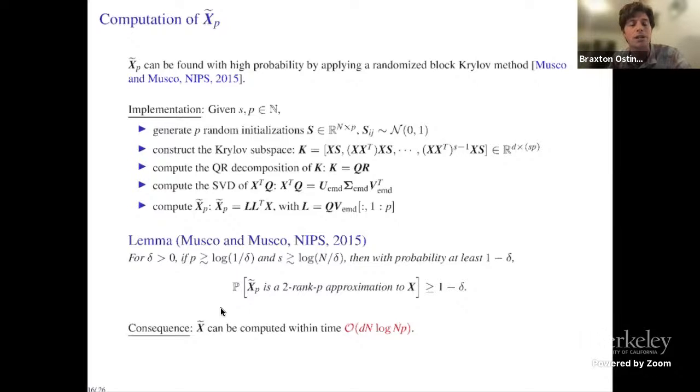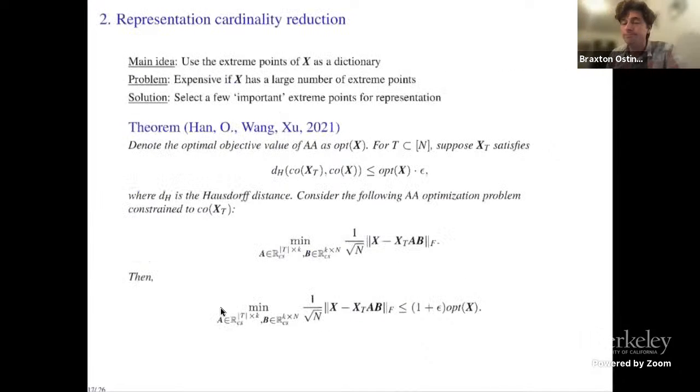Okay, so this is the method that we use, and the nice thing is that this X tilde can be computed with this complexity. So remember before I had a min of d and n here. So now I've replaced this by log of np.